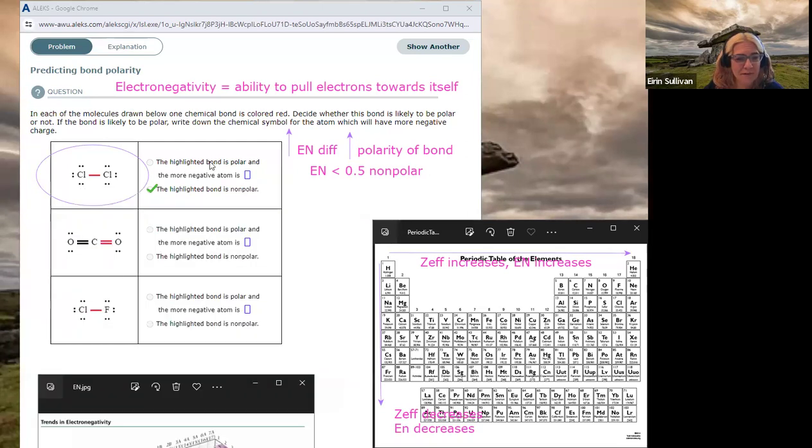Anywhere between about 0.5 and about 2, generally speaking, is what we'd consider to be uneven sharing, so we'd call that a polar bond. It's still a covalent bond, but the sharing is unequal, with one of the two atoms forming the bond being an electron hog. And once you're getting to bigger numbers, greater than 2, you're probably looking at an ionic bond, which has complete separation of charges into two ions.